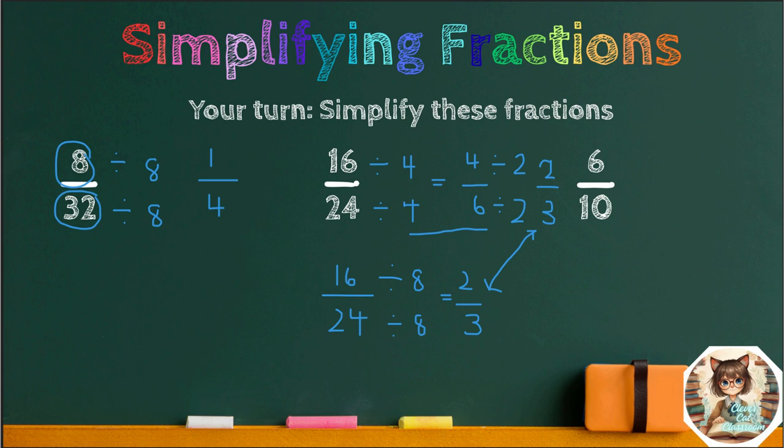Okay, let's look at 6/10. So we've got 6 and we've got 10. I am going to divide it by 2. I think that's the highest one that we can do, even though it doesn't seem very high. 6 divided by 2 is 3. And 10 divided by 2 equals 5. So my answer is 3/5.